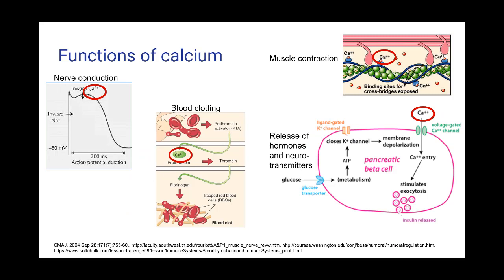Because calcium has a lot of functions, it's very important for the body to try and regulate it as tightly as possible. Some of the functions of calcium have to do with nerve conduction, that is to generate an action potential. Calcium is also an important clotting factor and is needed for blood clotting. Calcium is also involved in muscle contraction, and it's also one of the important elements in bringing about release of hormones such as insulin and other neurotransmitters.